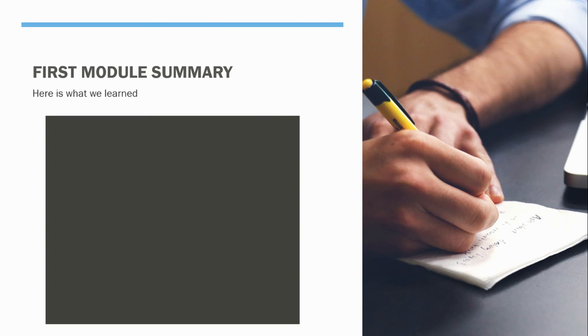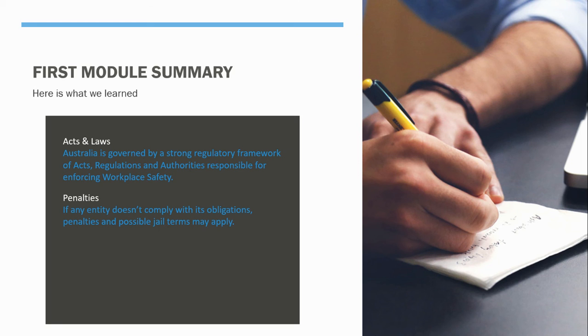Okay, so that completes the first module. Here's some of the things we learned. Australia is governed by a strong regulatory framework of acts, regulations and authorities responsible for enforcing workplace safety. If an entity doesn't comply with its obligations, penalties and possible jail terms may apply. Safe systems of work form a framework for an organisation to meet its obligations, and action is required in line with safe systems of work to meet its obligations.